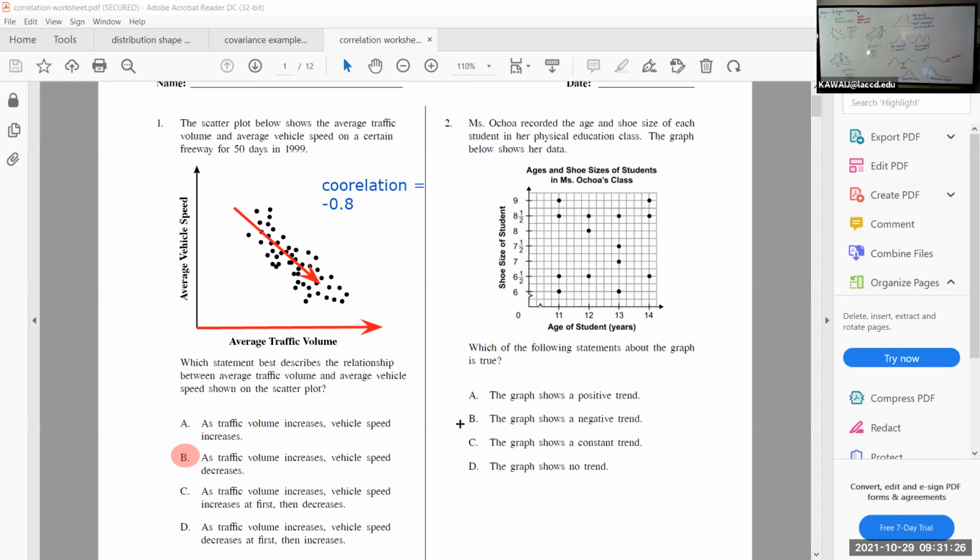Anyone have a guess on this one? I think the graph shows no trend. No trend, yeah, because there's no line, right? So there's no line there. So if you were to type the correlation or the covariance, it would be about 0.